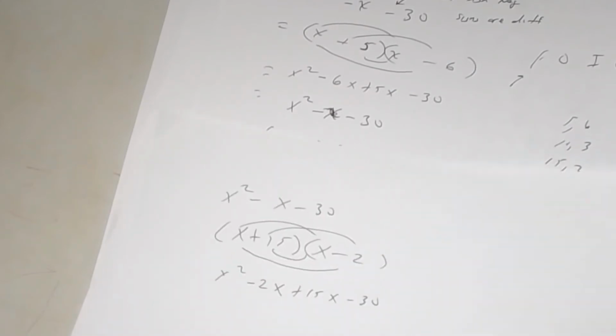You check this. x squared. So you get x squared. What's the outer? 2x, minus 2x. What's the inner? Plus 15x. And what's the last? Minus 30. All right, when I combine like terms, I get x squared plus 13x, my bad, minus 30. Is that what you wanted?